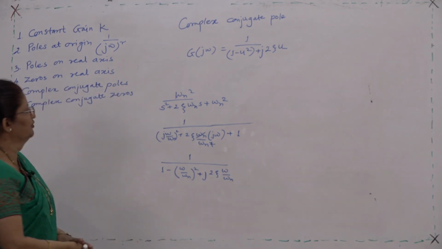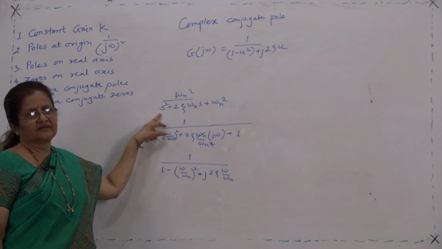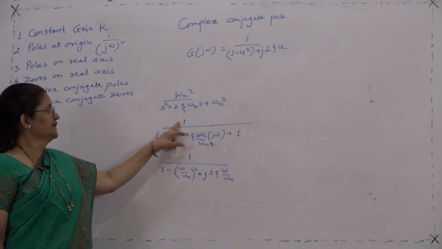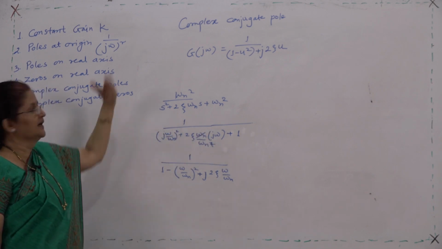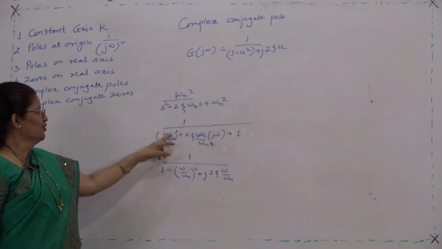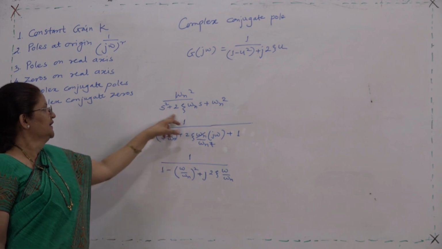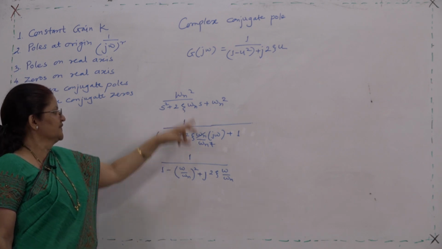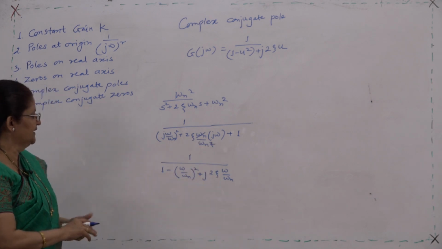Check how we are getting this. Divide both numerator and denominator by omega n square. So, what will we get? Here it is 1, here it is 1. S square is replaced by j omega squared, as we are considering frequency response analysis. So, j omega upon omega n bracket square, dividing by omega n square. Divide this term by omega n square, and we can write it like this.